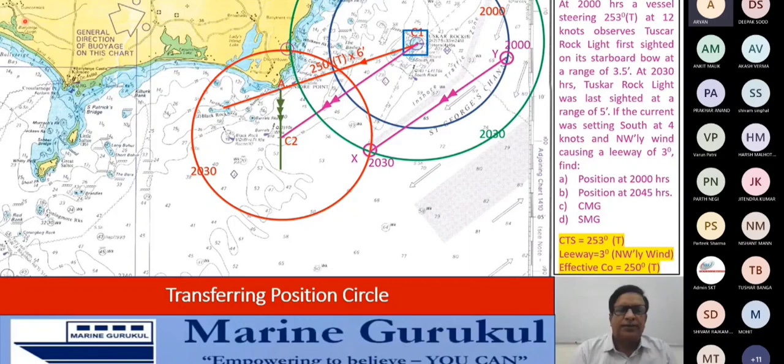I hope with these examples, the concept of transfer of position circle is pretty clear to us. And this is where it comes. That means this position is ruled out.